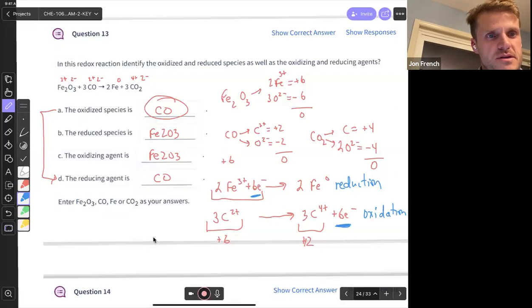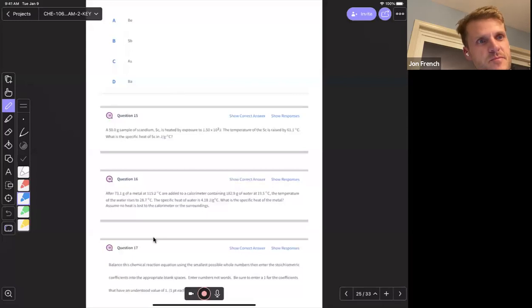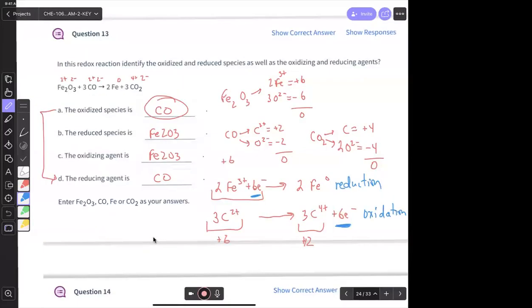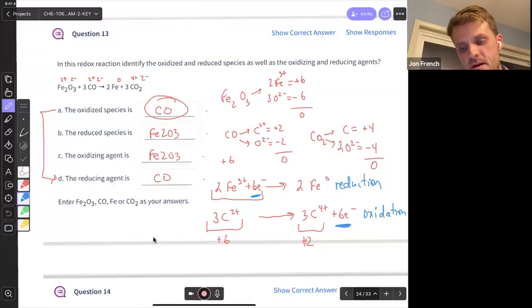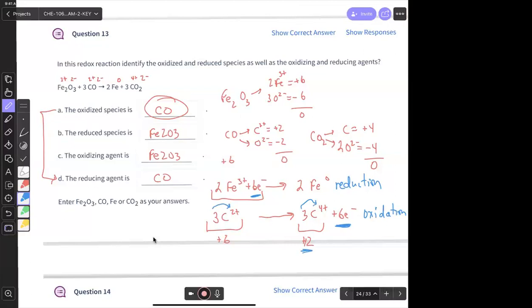All right, question 14. Yeah, loss of electrons is oxidation. It's balanced. 3 carbons, 3 times 2 is +6, 3 times 4 is +12.